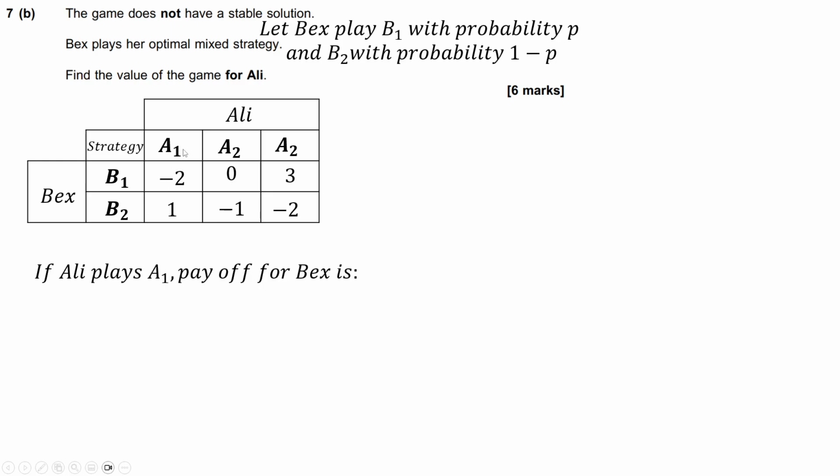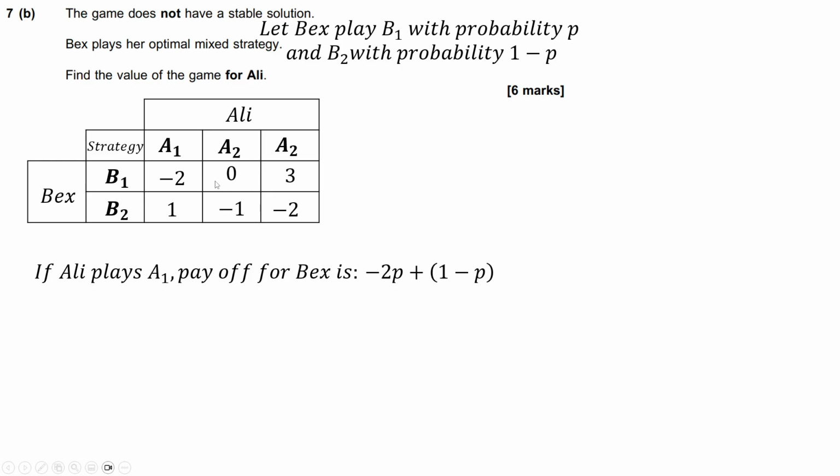And so if Ali plays A1, then Bex's expected payoff would be -2p plus 1 lot of 1 - P. It's the probability times the amount. If you have a probability times an amount, you know, from regular AS maths, that's just an average, or the expected amount if you do statistics for further maths, which I'm sure many of you do.